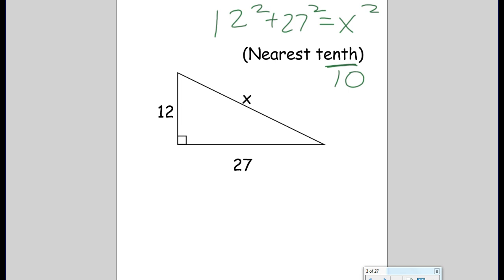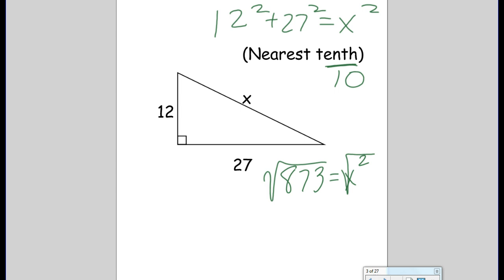Alright, if you did not get this one, do 12 squared plus 27 squared in your calculator. You should get 873. 873 equals x squared. What's the opposite of squaring something? Square rooting. Good job, Jose. So you square root both sides.